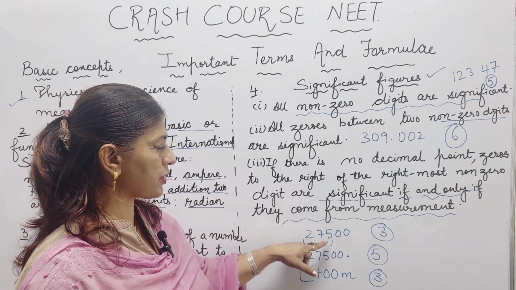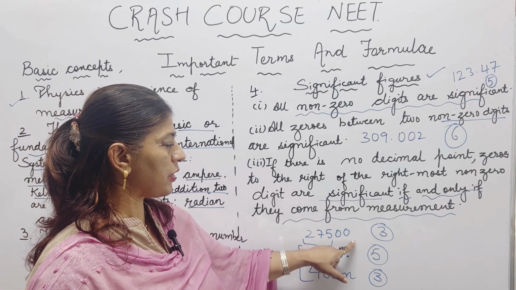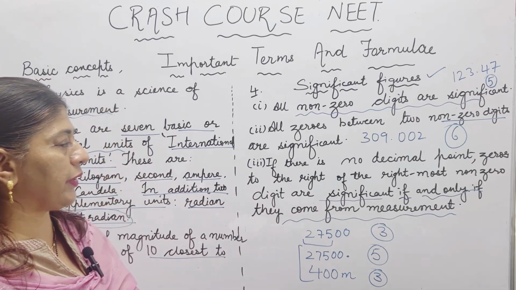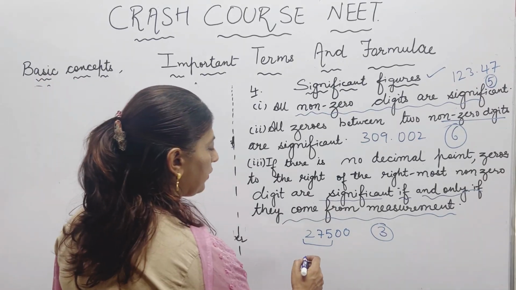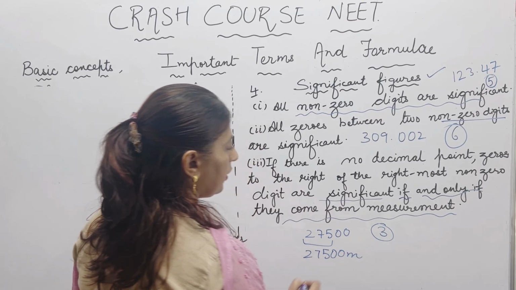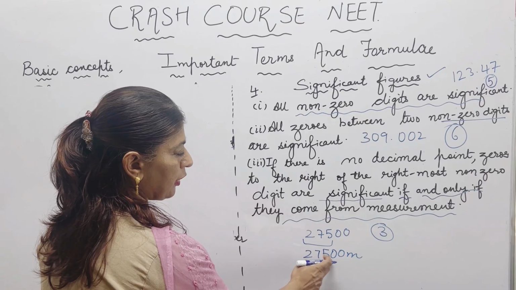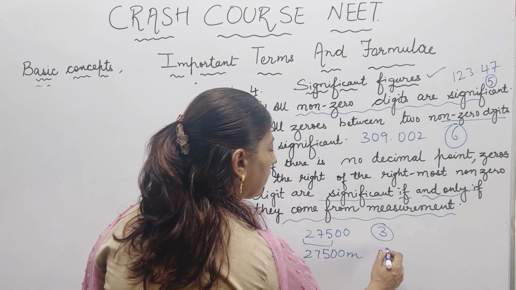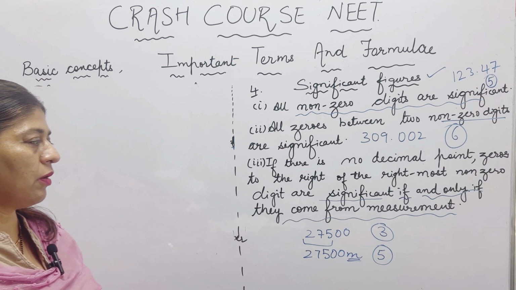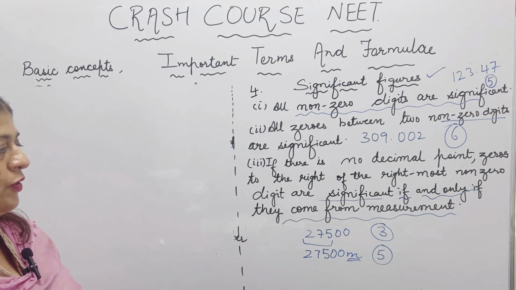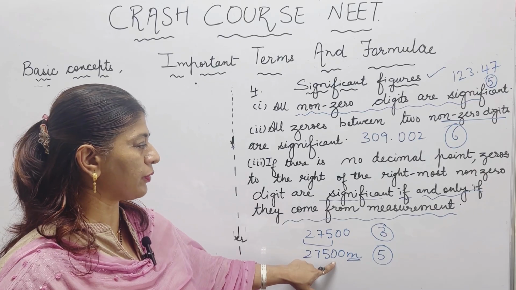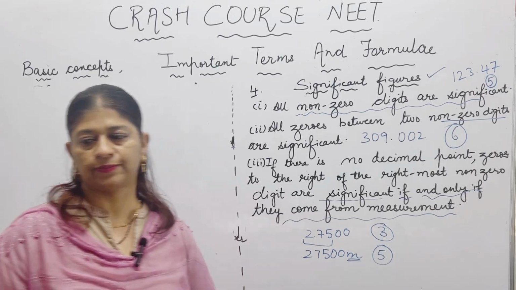A simple number 27500 is there. So these zeros won't be counted as significant figures. It will be only 275. Now, if I take 27500 meter, then 1, 2, 3, 4, 5. It will contain 5 significant figures because a measurement of meter is added here. So if a unit is there, then these zeros will be counted, otherwise they won't be counted.